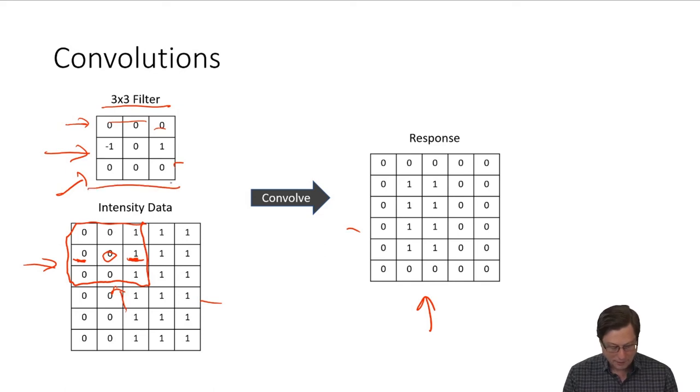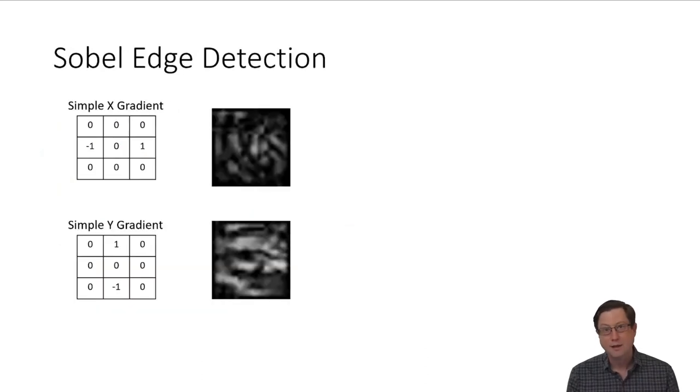This filter here is pretty much exactly the X gradient we talked about on the previous slide. That little equation is expressed in a matrix that you could do a dot product or convolution with the image and get the response. And that's exactly what's going on here. This filter is equivalent to the simple X gradient we talked about. This filter here is equivalent to the simple Y gradient we talked about.